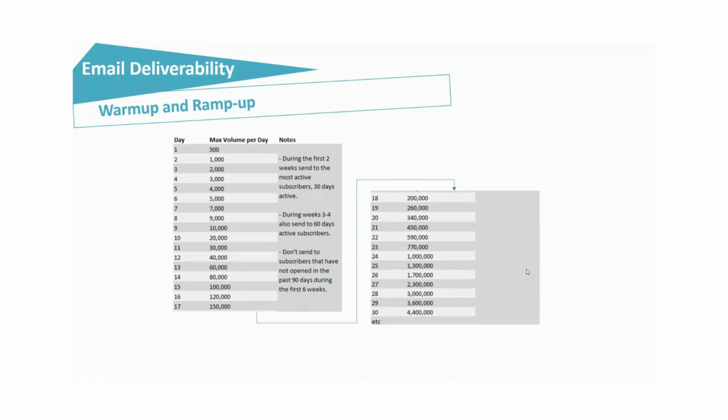So this is an example of a warm-up or ramp-up. And these numbers are never exact. They're always a bit of a guide, but as you can see at the very beginning, the first couple of weeks have very, very low numbers. And then it can quickly scale right up. Now, these numbers can be completely irrelevant to people that don't even get the chance to send multiple times a week. It says daily.